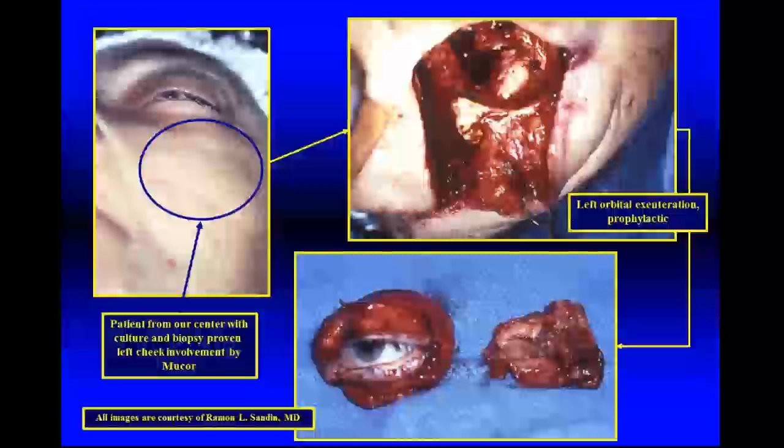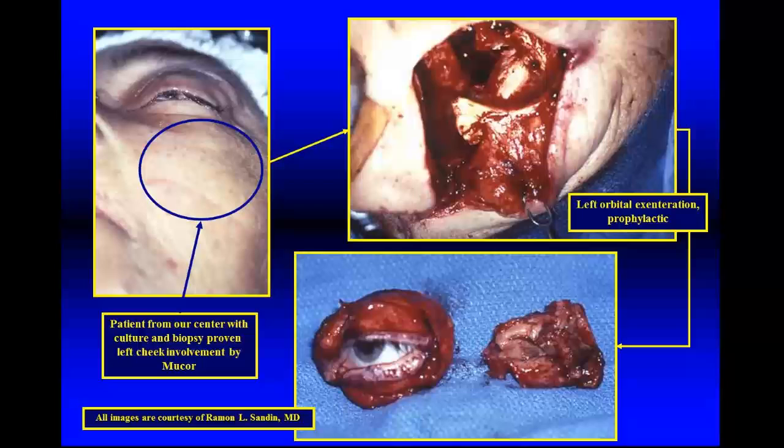This was a lovely lady in our hospital. She was a diabetic, and she had a neoplasia, and I'm trying to remember what it was, a disseminated one. She was found to have culture and biopsy proven involvement of the left cheek, and her family really wanted to save her. And they agreed with surgery to do this, a left orbital exenteration, prophylactically, to try to save her. And in fact, this is the eye in pathology, or the soft tissue in pathology.